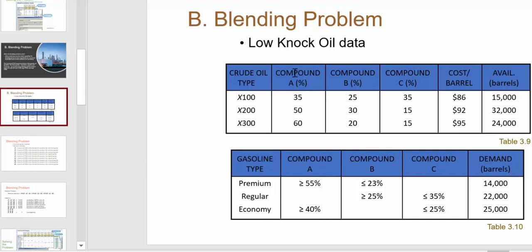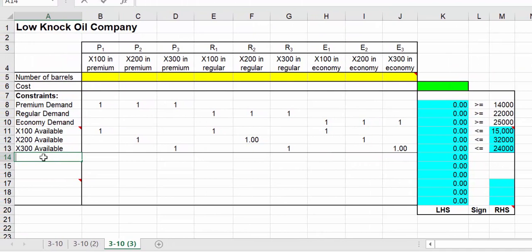So if we look at compound A, again, we can use X100, 200, or 300 for that. Compound A, this is the composition of compound A in each one. All right, so we can call this the amount of A in premium. And what they're saying is it has to be 55%. So we can just go equals 0.55 and then multiply by, and this would be the premium. This is how much premium we're going to make. So 55% of that should be this compound A.